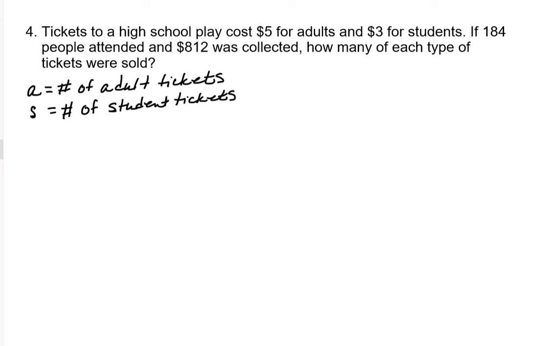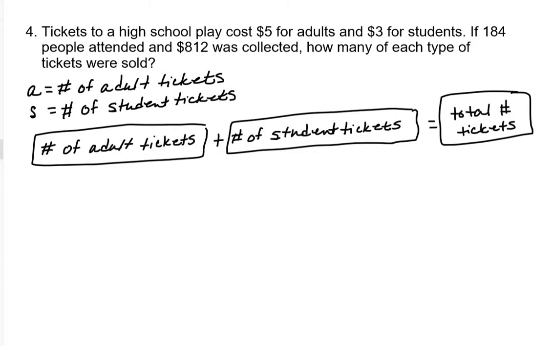Now in my first sentence, it tells me how much each ticket cost, and I know the total amount of money that was collected. I also know the total number of people that attended the play. So I'm going to write one equation based on the number of people, and a second equation based on the cost. My first equation is based on this information. I have the number of adult tickets, the number of student tickets, and altogether there's a total of 184 tickets. So A plus S equals 184.